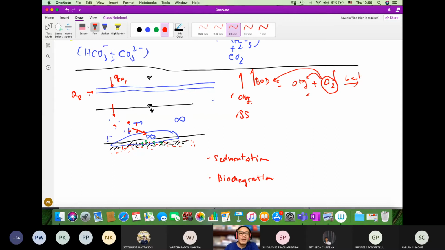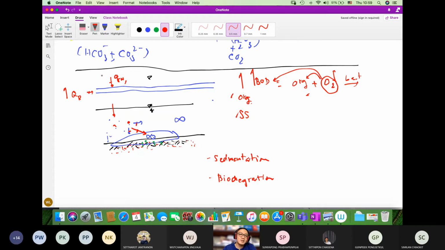Comparing between the wastewater flow rate and the river flow, which one is normally higher? The river flow rate is normally larger than the wastewater flow rates. Wastewater flow rates are like when we discharge a small quantity of water into the Chao Phraya River.